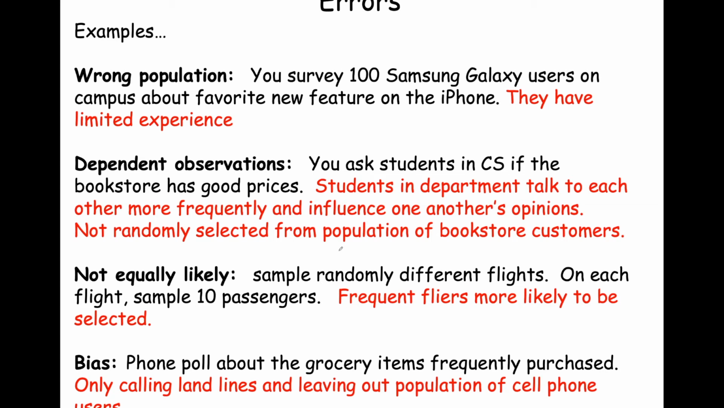This is not equally likely about the airplane passengers. So if you sample 10 passengers on randomly selected flights, the frequent flyers are more likely to be selected. So that's not representative of your general flying public. It's those who frequently use the airlines. Then there's also bias, the phone poll. If you're only calling landlines, for example, you're leaving out the population of cell phone users. And it's a fact, this population of cell phone users tends to skew to those who are younger. And so these sorts of errors, these are non-sampling errors, and it really requires you to change the way your sampling experiments are constructed and to change the underlying assumption for where you place your samples.